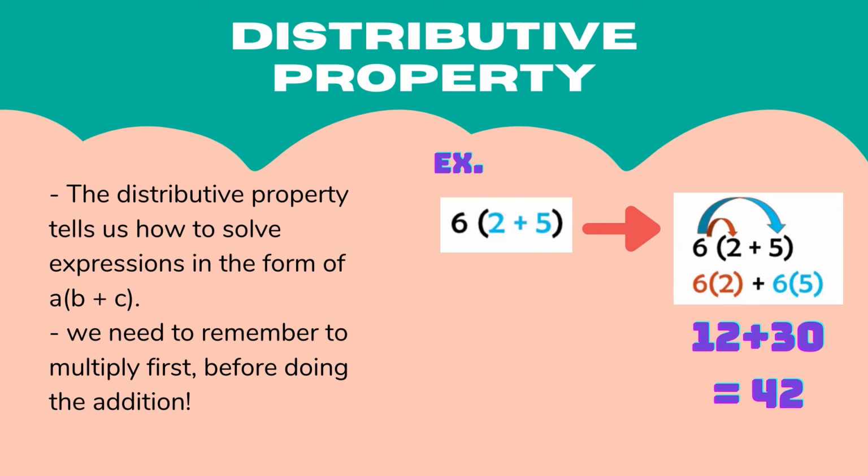Another property is the distributive property. When we say distributive, any number outside the parentheses, you're going to distribute it inside the parentheses. So the distributive property tells us how to solve expressions in the form of a times (b plus c) or a times (b minus c). We need to remember to multiply first before doing the addition. For example, there is a 6 beside the group of numbers 2 plus 5. We're going to distribute it: 6 times 2 and then 6 times 5 before we add. So 6 times 2 is 12, plus 6 times 5 is 30, so 12 plus 30 is 42. We're just going to distribute the number inside.